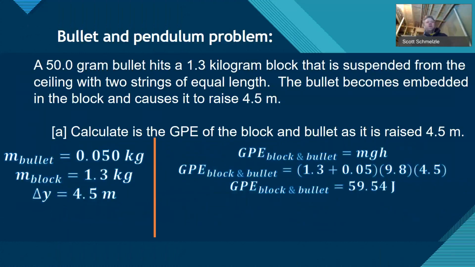So we convert stuff. 50-gram bullet, slide the decimal 3 to the left. That's going to put a 0 in front of the 5 and make it 0.050 kilogram.